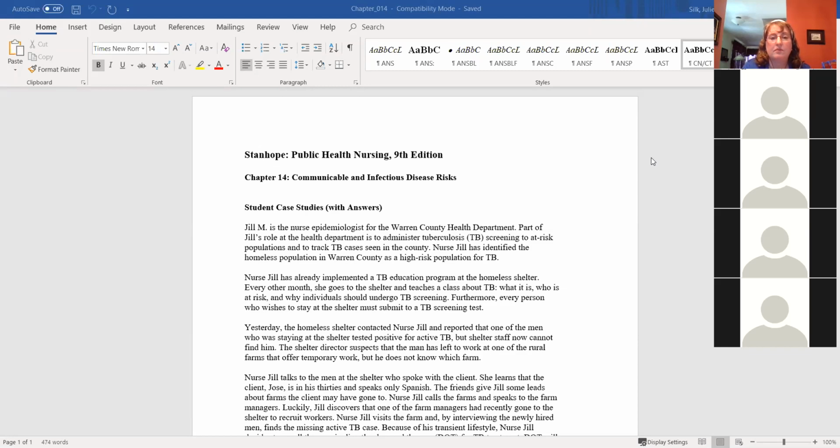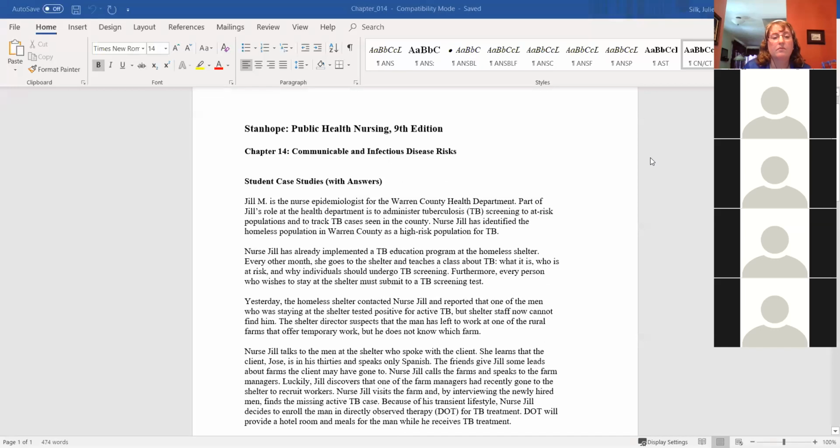Furthermore, every person who wishes to stay at the shelter must submit to a TB screening test. Yesterday, the homeless shelter contacted Nurse Jill and reported that one of the men who was staying at the shelter tested positive for active TB, but shelter staff now cannot find him. The shelter director suspects that the man has left for work at one of the rural farms that offer temporary work, but he does not know which farm. Nurse Jill talks to the men at the shelter who spoke with the client. She learns that the client, Jose, is in his 30s and speaks only Spanish. The friends give Jill some leads about farms the client may have gone to.